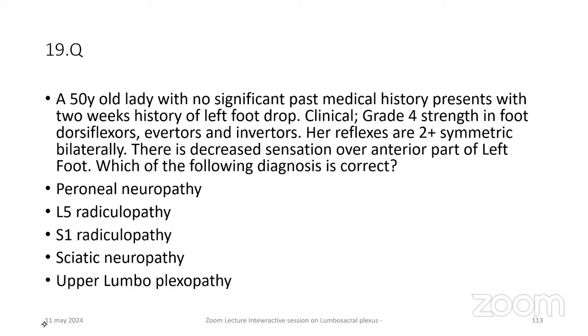A 50-year-old lady with no significant past medical history presents with a 2-week history of left foot drop. Grade 4 power in foot dorsiflexors, evertors, and invertors. Her reflexes are 2+ symmetric bilaterally. There is decreased sensation over the anterior part of the left foot. Which of the following diagnoses is correct? I think easy. L5 radiculopathy.